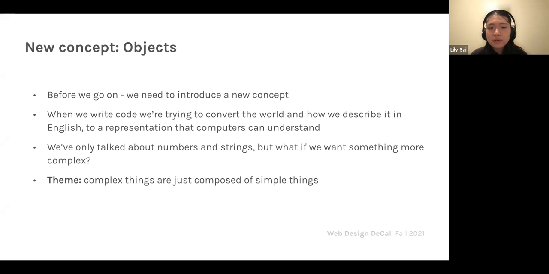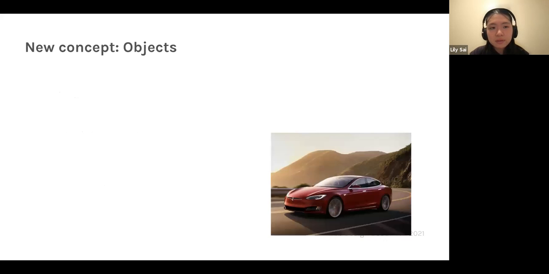So previously we've only talked about being able to store numbers and strings, but our world is much more complex. So what do we do if we want to store something more complex or represent it? I guess the main goal of this is just to teach that complex things are composed of simple things, and we'll go over an example.